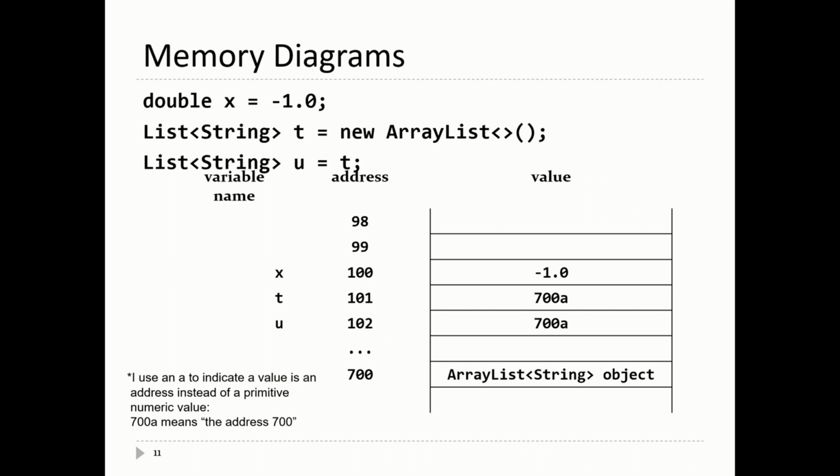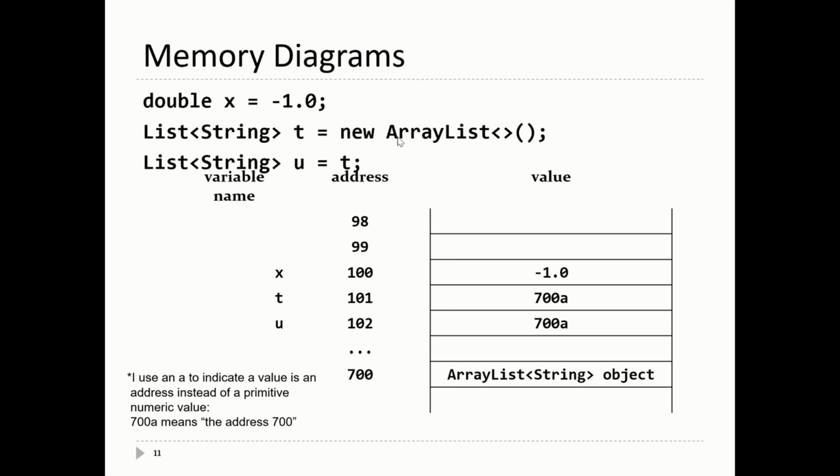So here we've got 3 lines of code. I've got a primitive variable x, and I've assigned it the value 1. So what does a snapshot of memory look like? Well, somewhere in memory, there's a variable called x. I'm going to store that at address 100. It doesn't matter where you put it. You can put it wherever you want. The value that's associated with x is the actual value, minus 1.0. And that's because x has primitive type in Java.